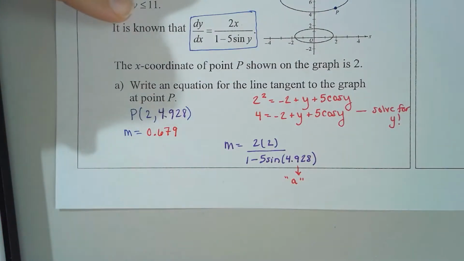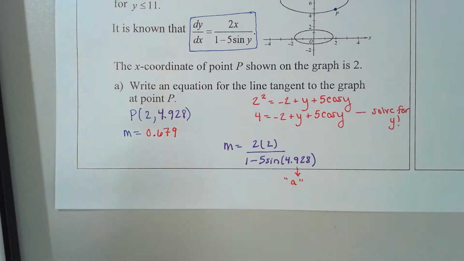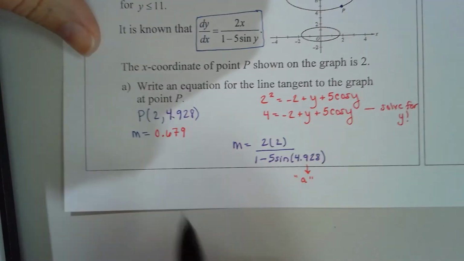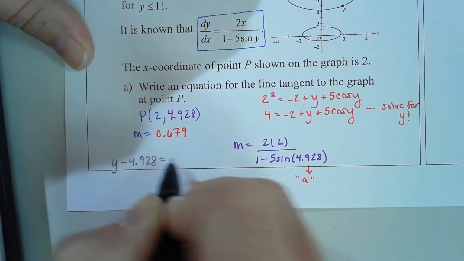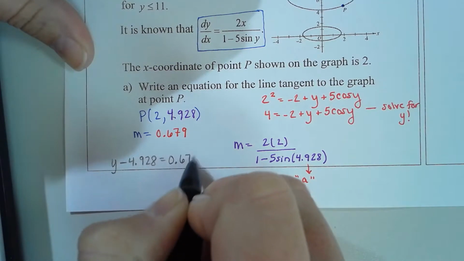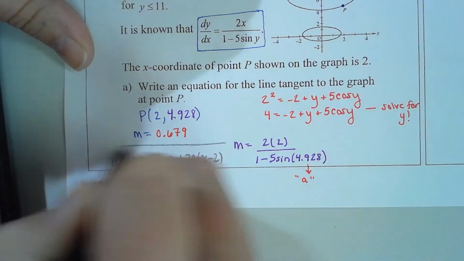So now I have my point, I have my slope, and we're going to write the equation of that tangent line in point-slope form. So I have y minus 4.928 equals 0.679 times x minus 2.